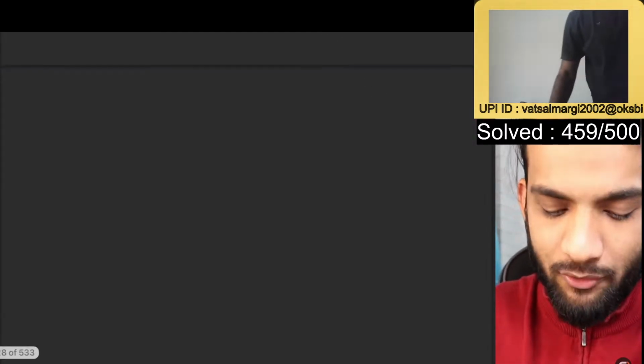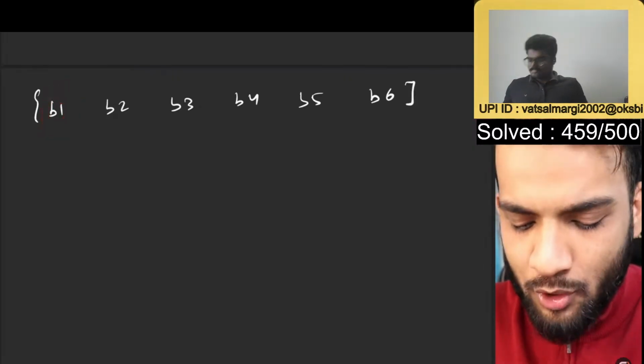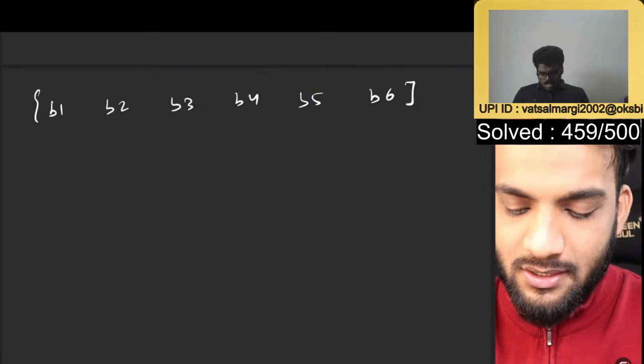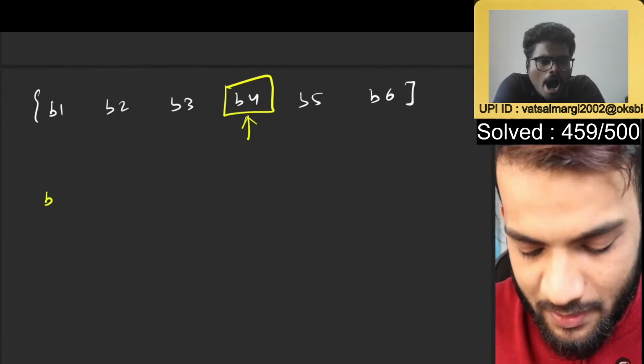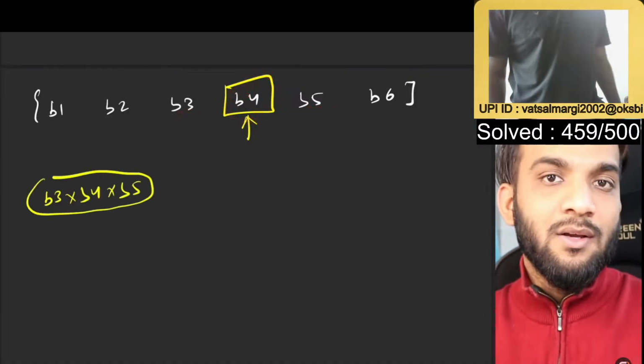By taking a simple example of B1, B2, like I'm just not taking numbers. I'm randomly writing balloons, okay? So balloon 1 has this value, balloon 2 has this value, balloon 3 has this value, balloon 4 has this value, and so on. So imagine I say, hey listen, let's burst this out. That is B4. If I'm bursting B4, what is the value that I add up to the answer? Can I say B3 into B4 into B5 is the coins that I'll get, like B4 himself, B3 on the left and B5 on the right? Is this the value that we will get?